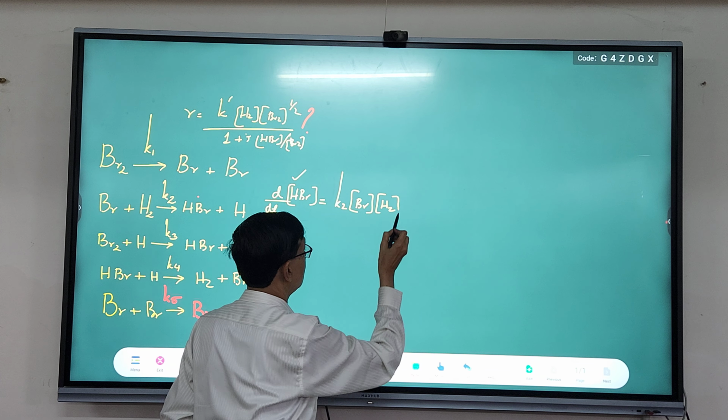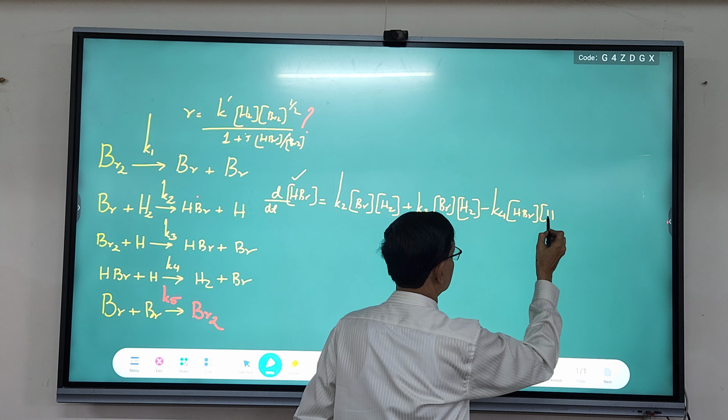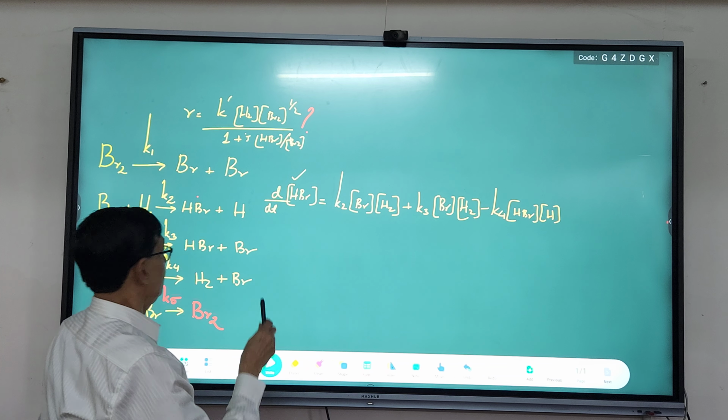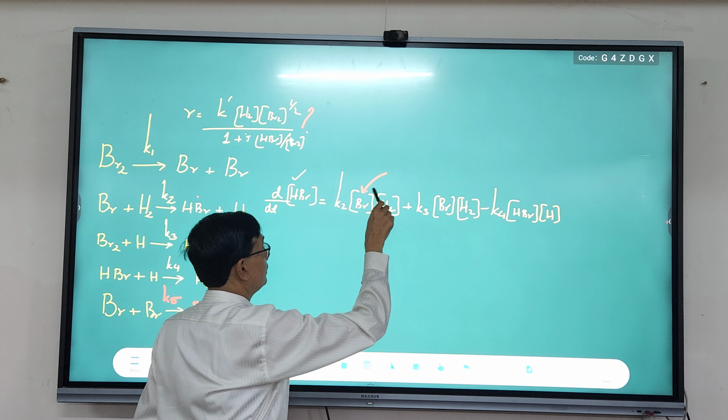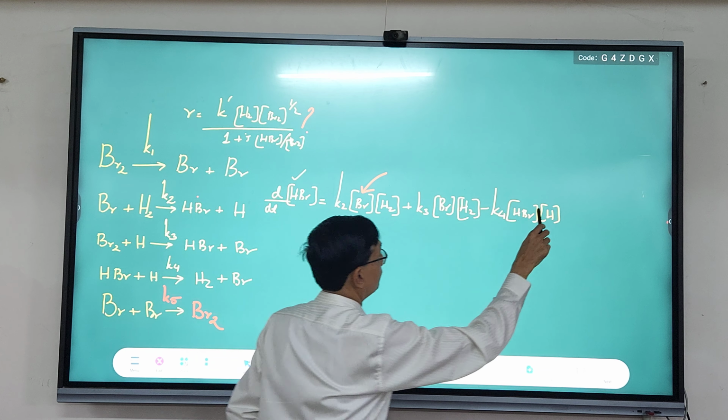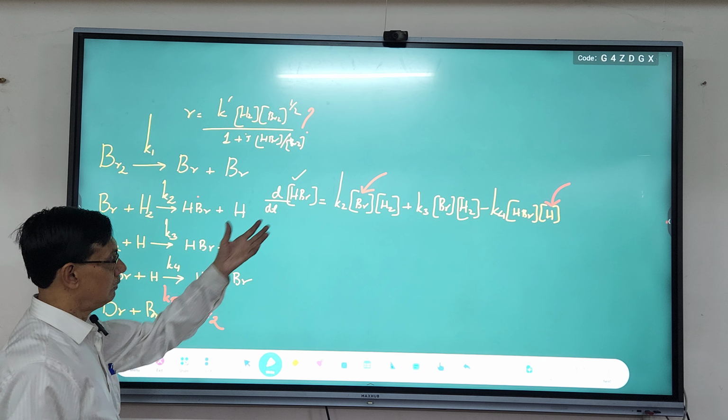Then again HBr is formed, k3 [Br][H2]. And here HBr is also consumed, so it is minus k4 [HBr][H]. So now there are two intermediates, this and this. We have to remove these intermediates from the main equation.